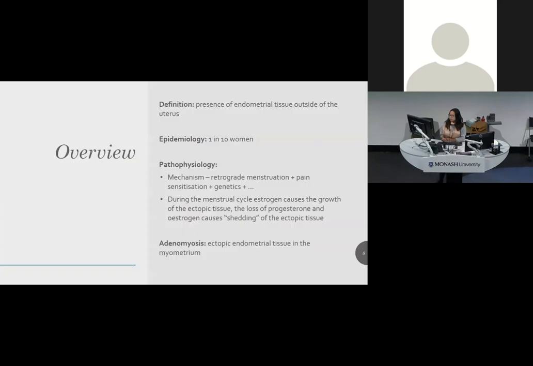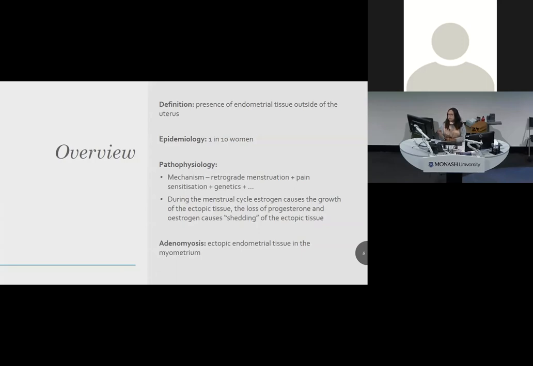In terms of an overview of endometriosis, it's the presence of endometrial tissue, so your tissue in the uterus, outside of the uterus. And this can be anywhere. I've seen it in the lungs, I've seen it in the heart. It can be literally anywhere in your body. The most common places are going to be your pelvic sidewall, in your abdomen, and in the pouch of Douglas. Those are your most common places, but just be aware that it can be anywhere.